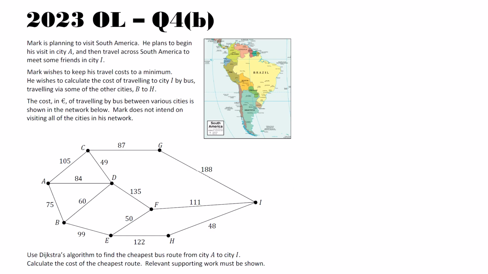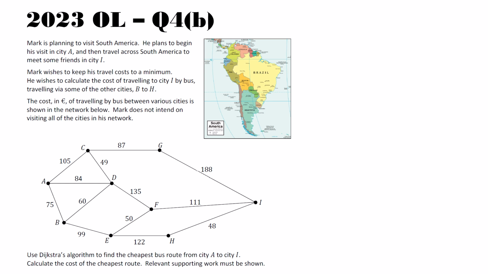So this is question 4, part B from the 2023 ordinary level paper. Mark is planning to visit South America. He plans to begin his visit in City A and then travel across South America to meet some friends in City I. Mark wishes to keep his travel cost to a minimum. He wishes to calculate the cost of traveling to City I by bus, by traveling via some other cities, B to H. The cost in euro of traveling by bus between the various cities is shown in the network below.